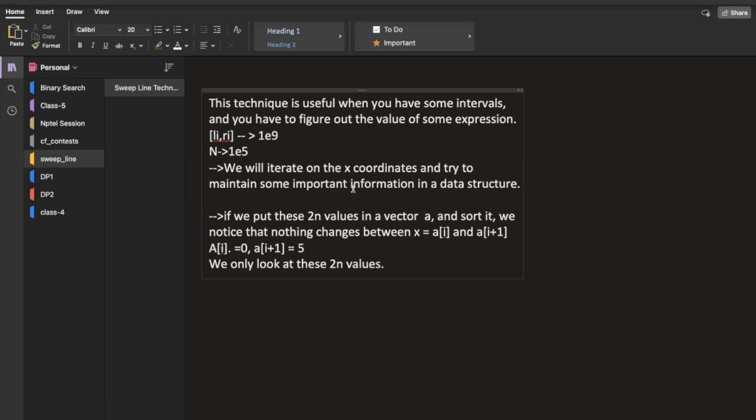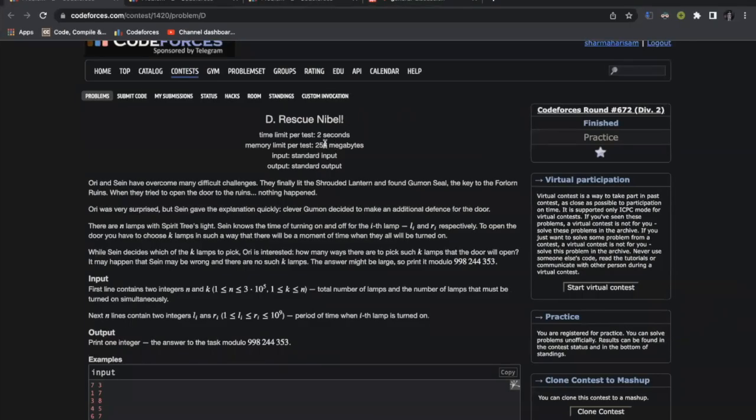So Ansh is asking, is sweep line a data structure? Sweep line is a technique in which we use various data structures. Sweep line in itself is not a data structure. Okay. So let's start with the first problem.